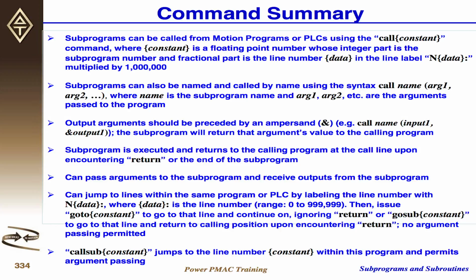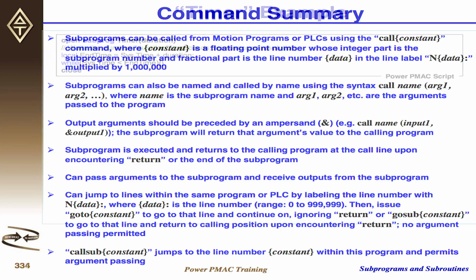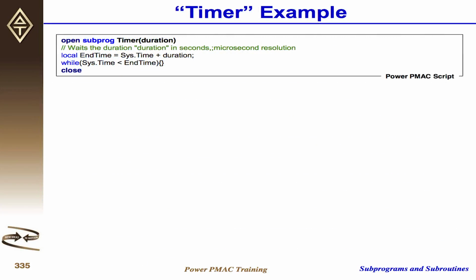So let's see an example. Probably you have used this one in the PLCs, right? Or in the motion program exercises. You have a timer example, open subprogram timer. This is in your library, right? You put this in your library. Open subprogram timer, the duration you want to wait in seconds. Local end time equal to sys.time plus duration, while sys.time less than end time, close.